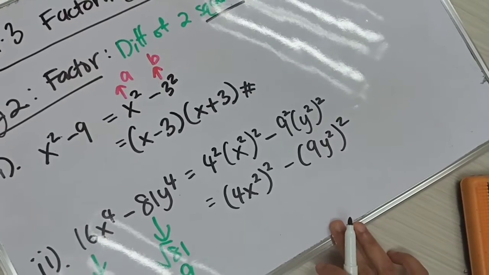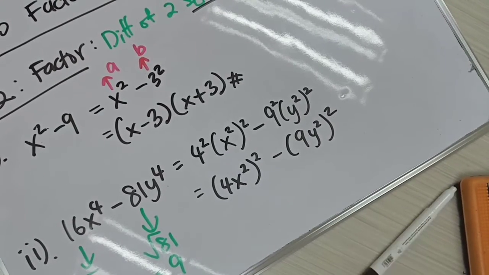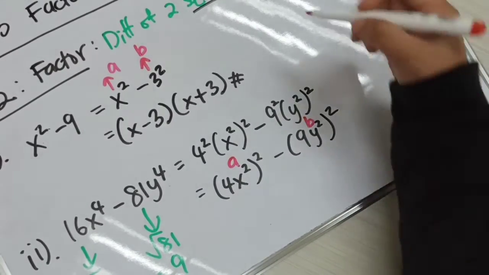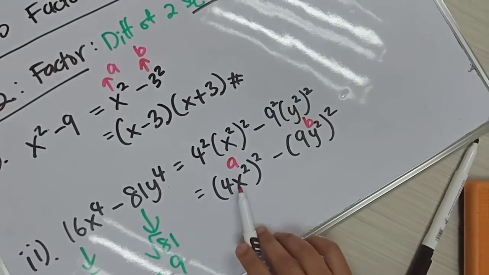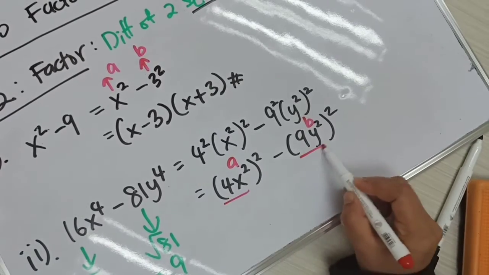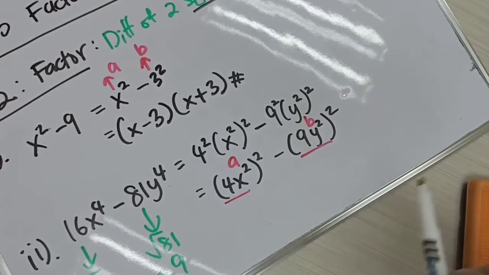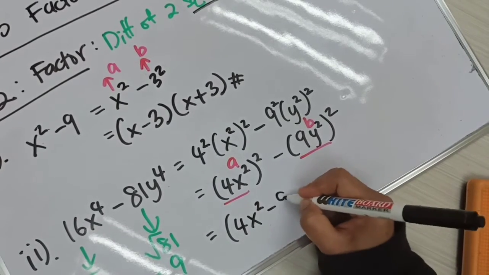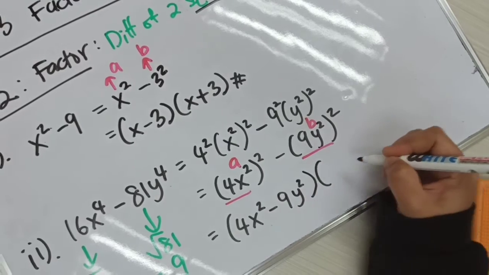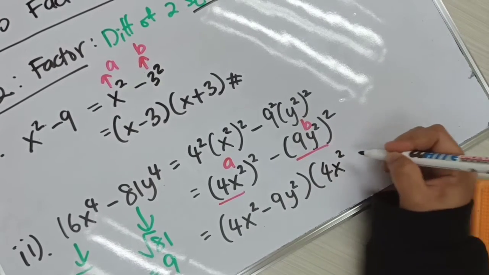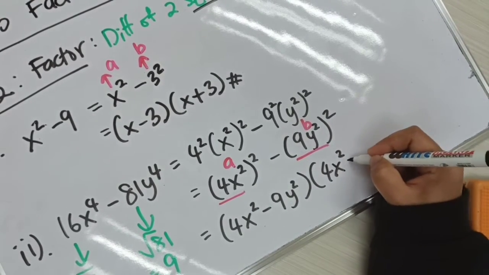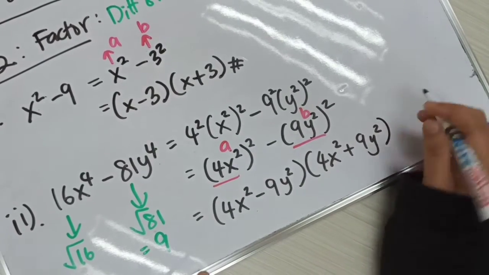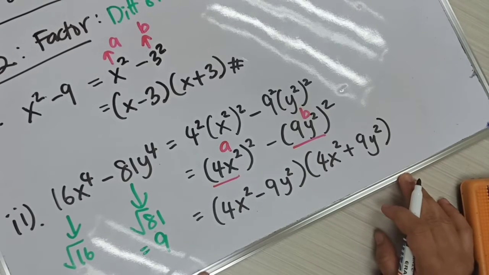Okay, alright, so now this is my A, this is B, since we have A square minus B square, so this is A and this is B. So put in bracket form, it becomes 4x square minus 9y square multiply 4x square plus 9y square. Okay, so this is the solution for number 2.